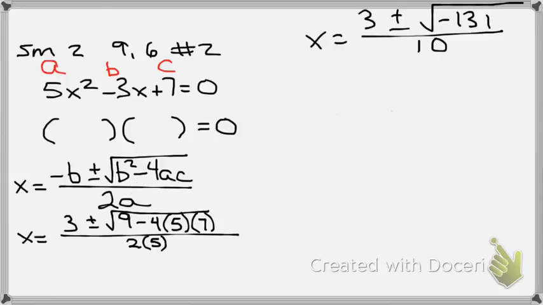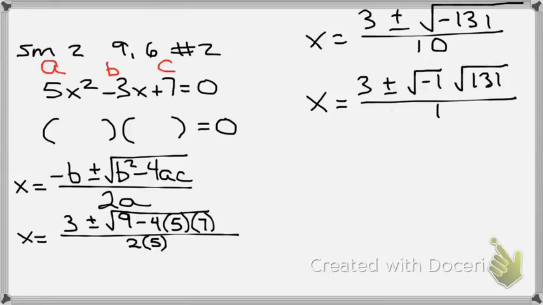Okay, I cannot have a negative square root, right? What do I do with that? Yeah, remember, so it's going to be x equals 3 plus and minus the square root of negative 1 times the square root of 131 over 10. And the square root of negative 1 is what? What's the square root of negative 131 or negative 1?